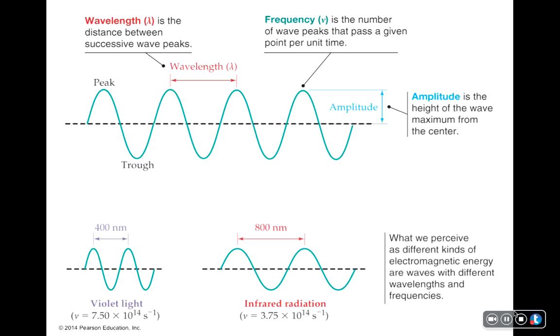So this is just a little review here. What we mean by these terms: wavelength is the distance between successive wave peaks. Frequency is the number of waves that pass a given point in a unit of time. And amplitude is essentially the height of the wave. We won't talk much about amplitude, mostly wavelength and frequency. So you can see down below, here is showing violet light and infrared radiation, and they have different wavelengths. They also have different frequencies associated with them.